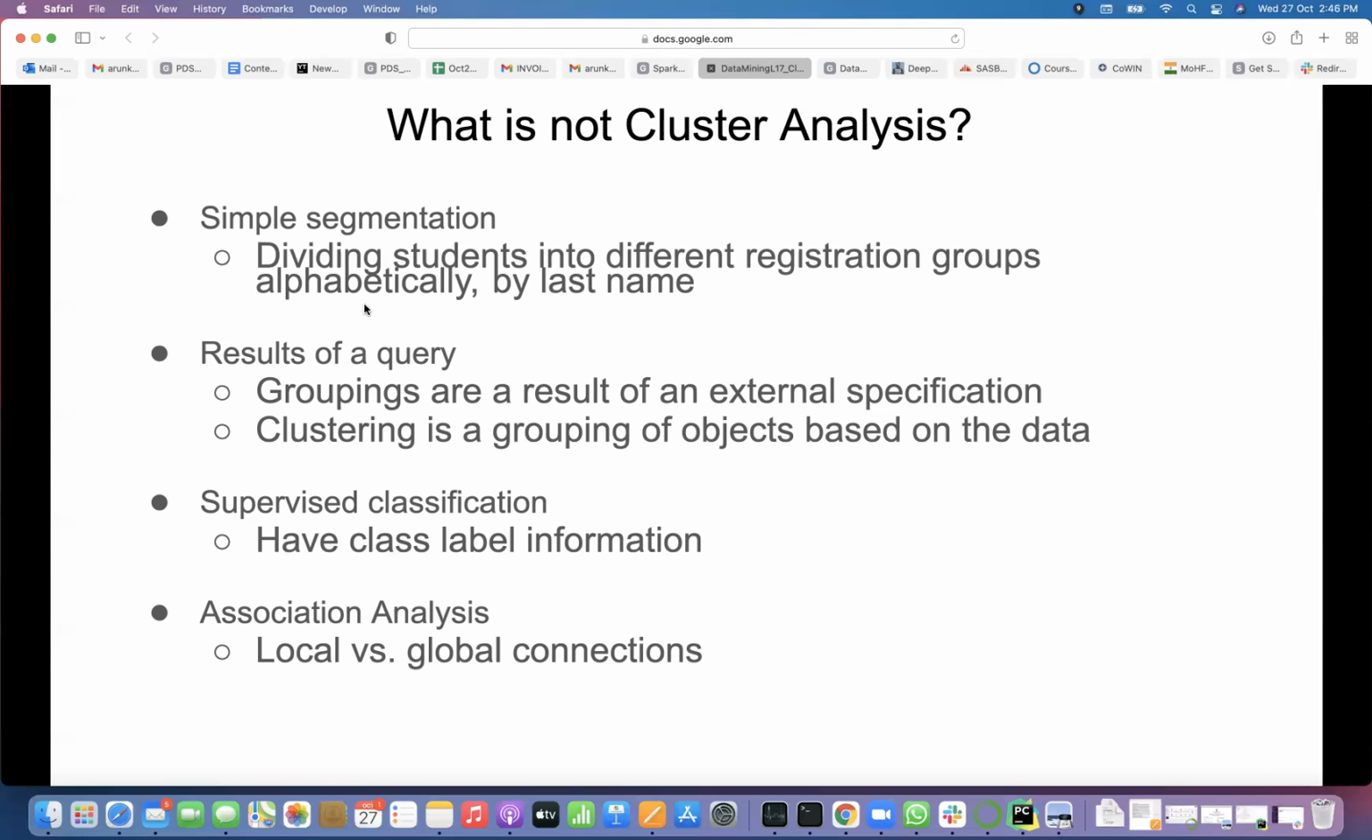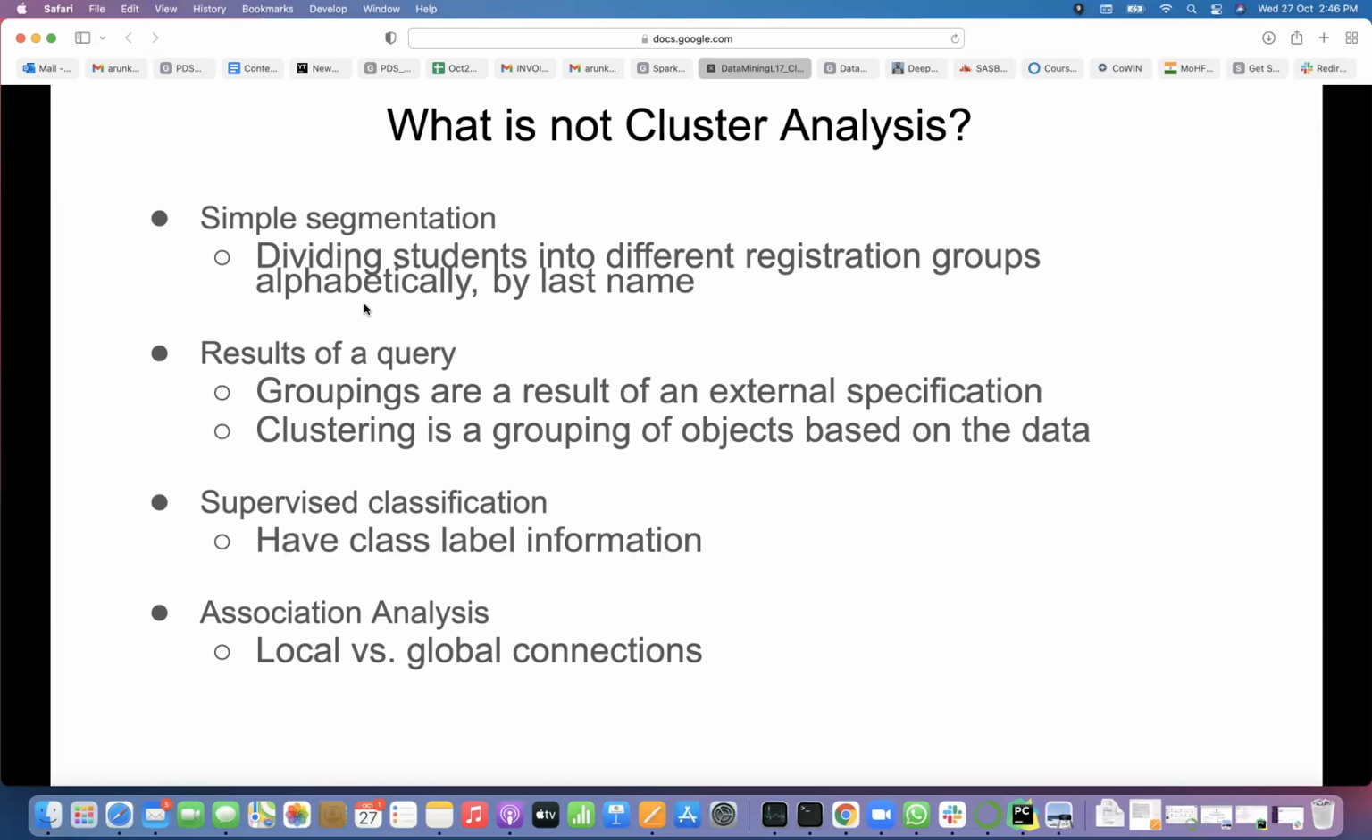But here no measure is used. You cannot even define any measure of which object is close to another object. That's why it is not clustering. It is simple segmentation, the results of a query. Groupings are a result of an external specification. Clustering is a grouping of objects based on the data. So if some algorithm gives results, and based on those results you put them into 2 different groups, that won't be called clustering. Clustering is a grouping of objects based on the data, not on a third party.